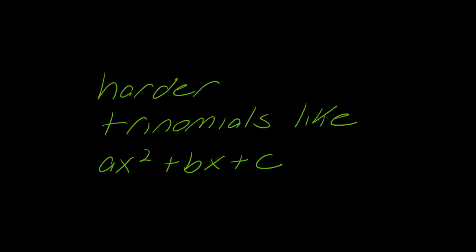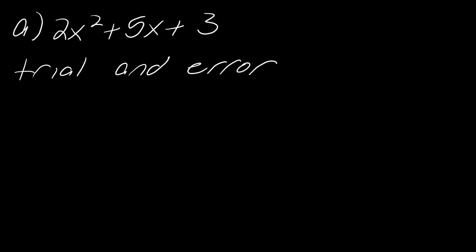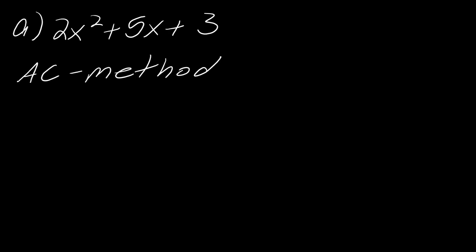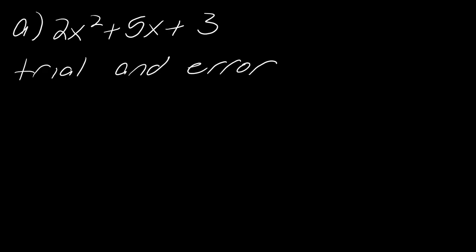So that's combining techniques, but now I want to talk about harder trinomials of the form ax squared plus bx plus c. Okay, so in the previous video I talked about two different methods, the trial and error method versus the AC method. I'm going to talk about those again. I will say trial and error is always going to be my favorite, because with trial and error, there's really two things that we have to think about.